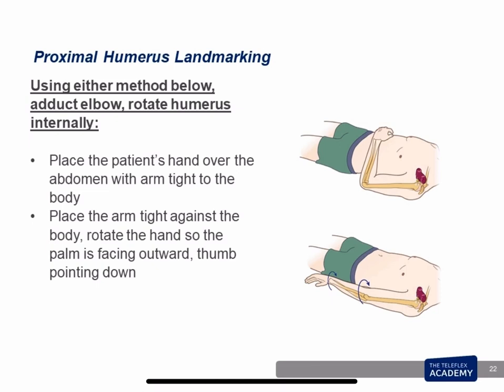The first thing to do, as I mentioned previously, is to help rotate the upper arm internally so as to displace that biceps tendon. And this can be done one of two ways. One is to place the hand over the abdomen with the arm or elbow tight against the body. The other is to place the arm at the patient's side, rotate the hand, and internally rotate the arm so that the palm is facing outward and the thumb is pointing down. Both of these maneuvers will achieve the same result, and that's internal rotation of the humerus.